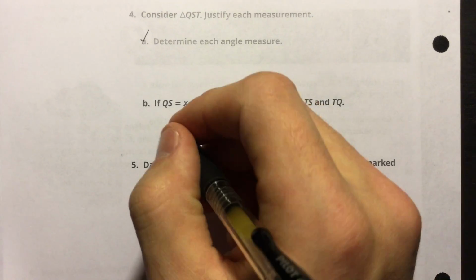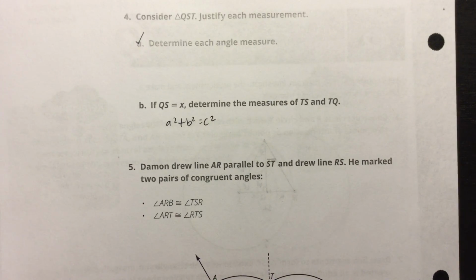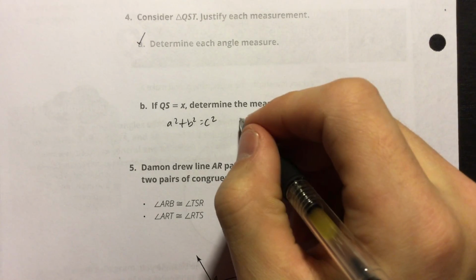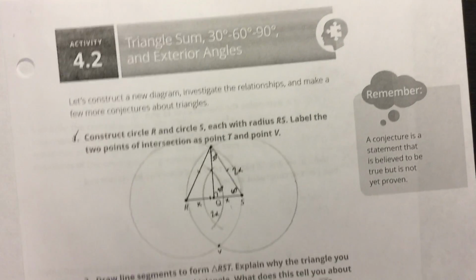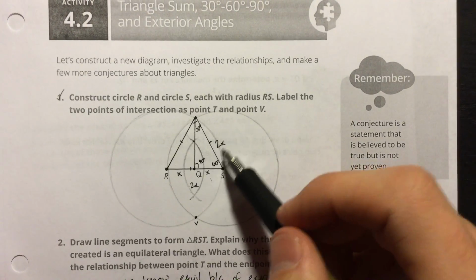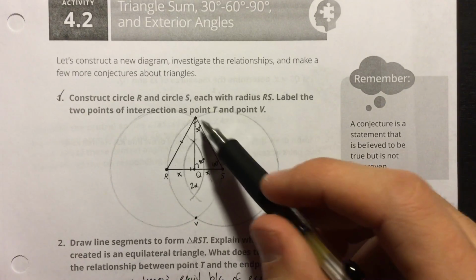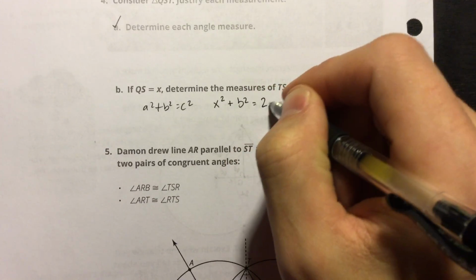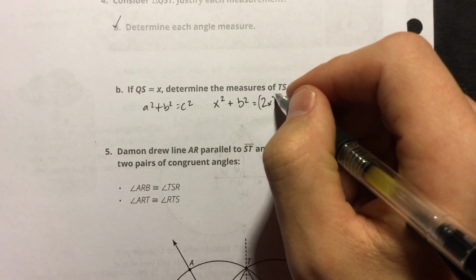Remember the Pythagorean theorem, a squared plus b squared equals c squared, and we can only do this in right triangles, which of course we have because the angle at point Q is a 90-degree angle. One of our sides is equal to x. Side c is always the hypotenuse, the diagonal side, the side that's away from the 90-degree angle. So I have x squared plus b squared, which I don't know, equal to 2x, the side length of TS, squared.